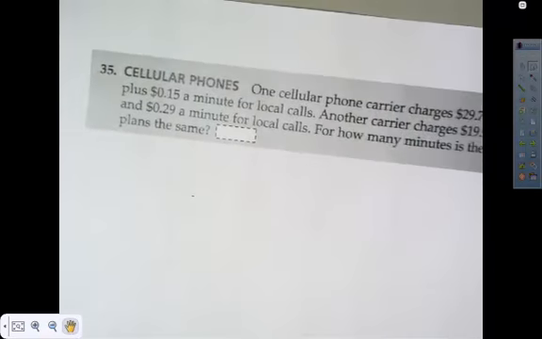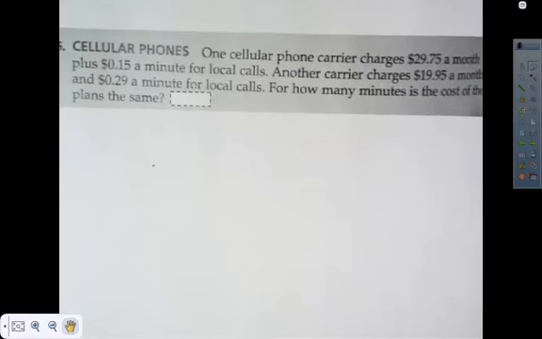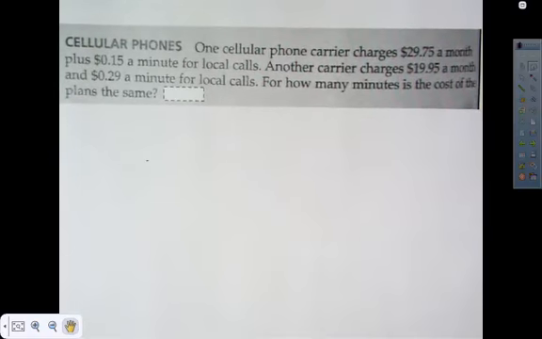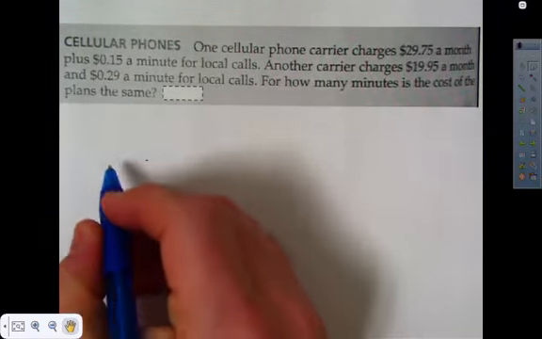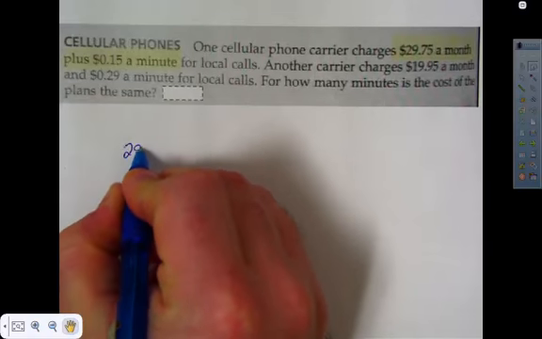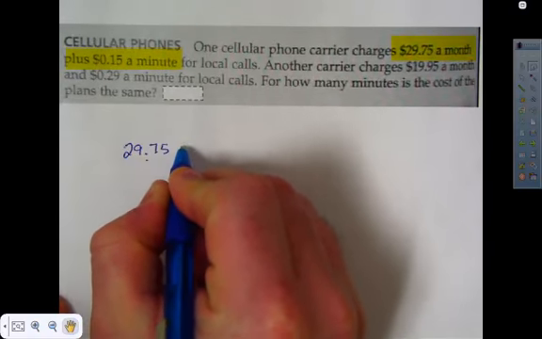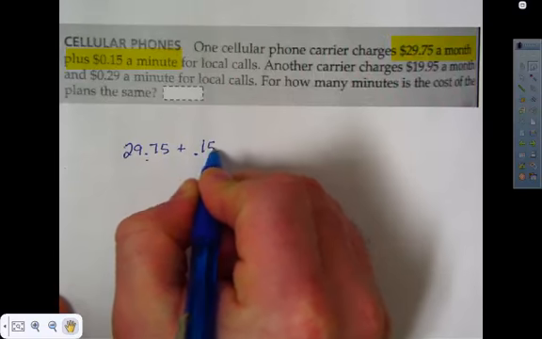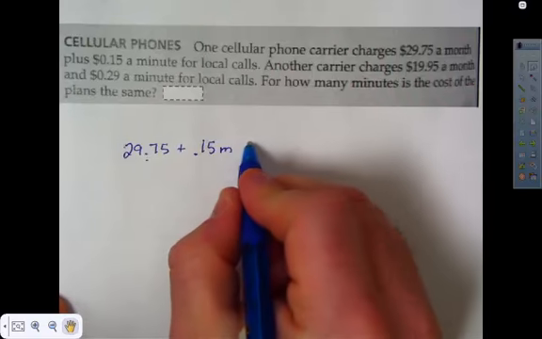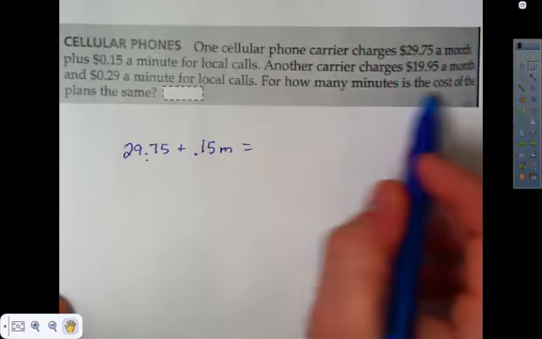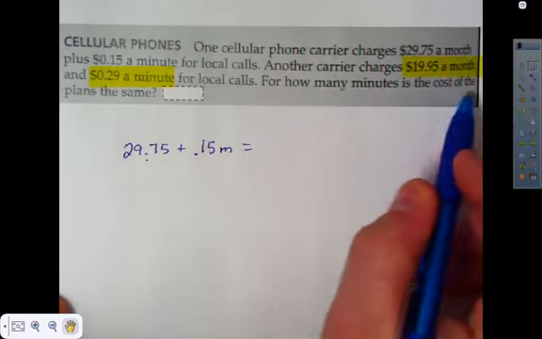Question number 35 is about cellular phones. One cellular phone carrier charges $29.75 a month plus 15 cents a minute for local calls. So I'm going to write that right away. We have $29.75 plus 15 cents every minute. That is our actual rate. We need to set that equal because it's going to say further down for how many minutes the cost of the plans is the same.